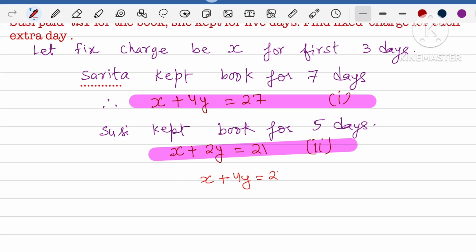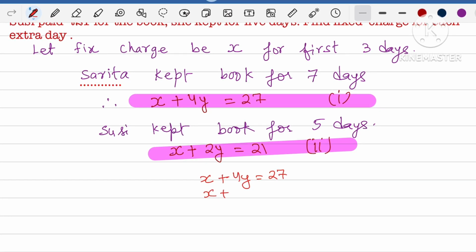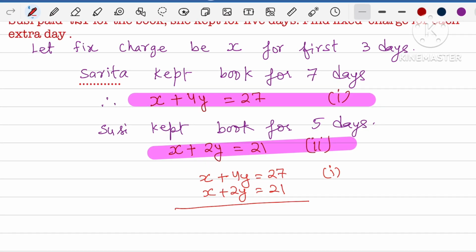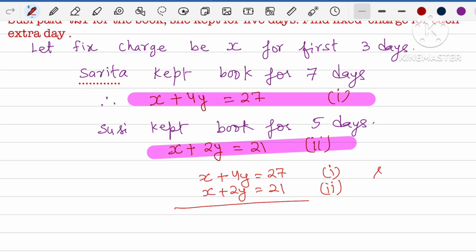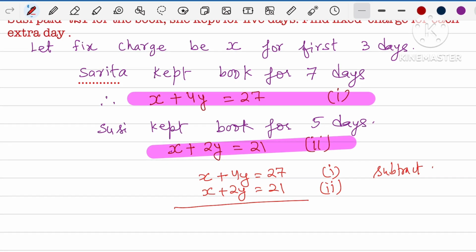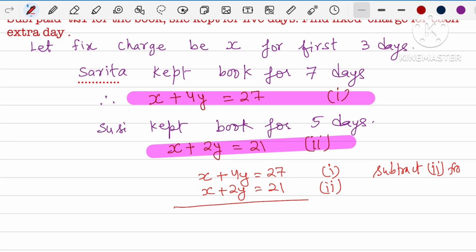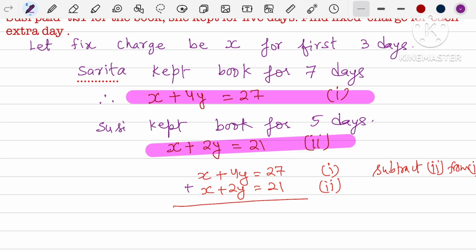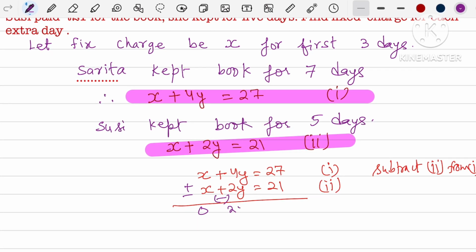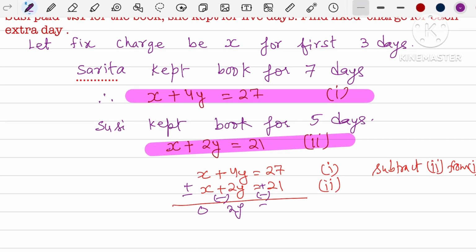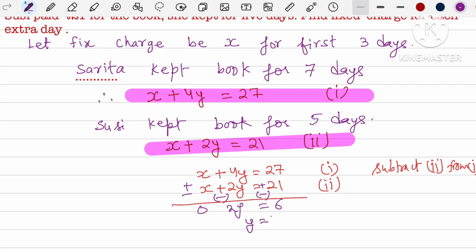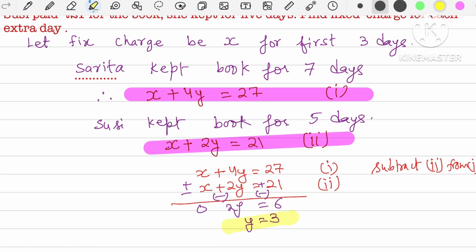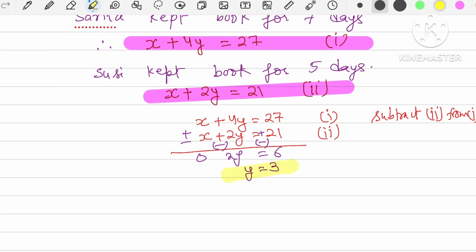x plus 4y is equal to 27. x plus 2y is equal to 21. If we use the elimination method, we subtract equation 2 from equation 1, because if we add, x and x would become 2x. If we subtract, the sign would change for equation 2. If it is plus, it becomes minus. If it is minus, it becomes plus. So it is 4y minus 2y is 2y, and 27 minus 21 is 6. 2y is equal to 6, or y is equal to 3.